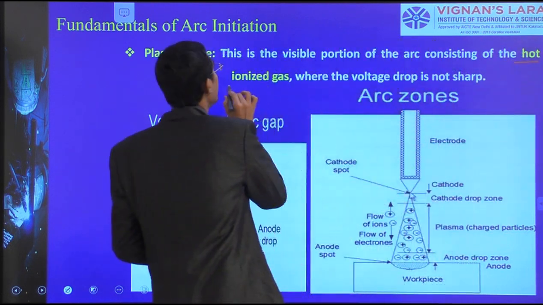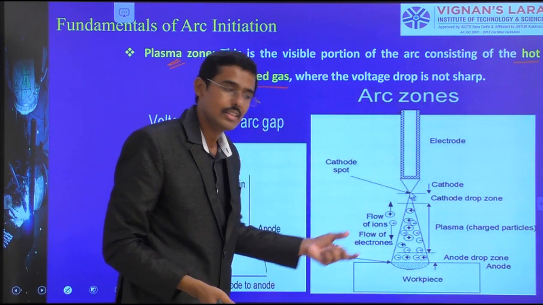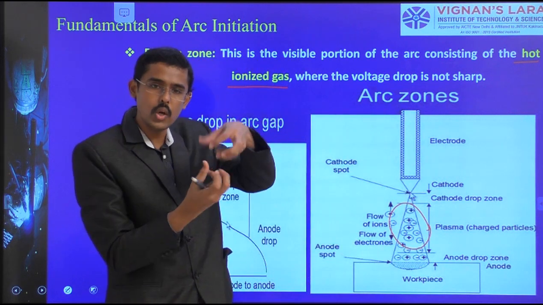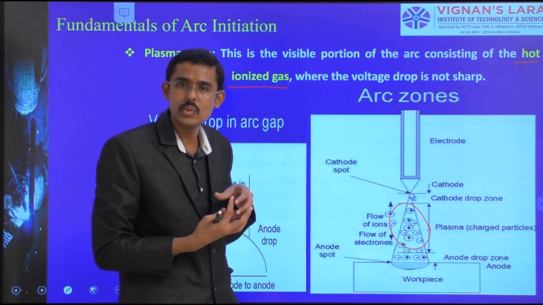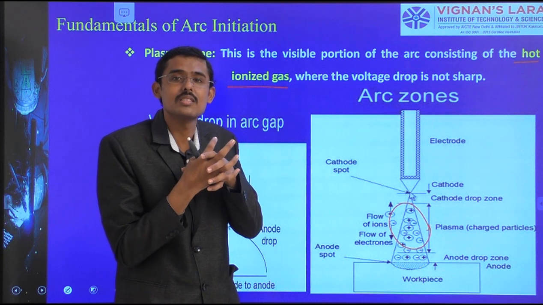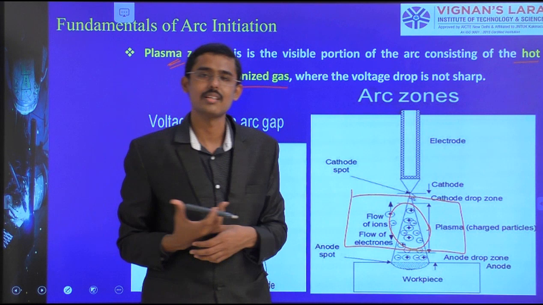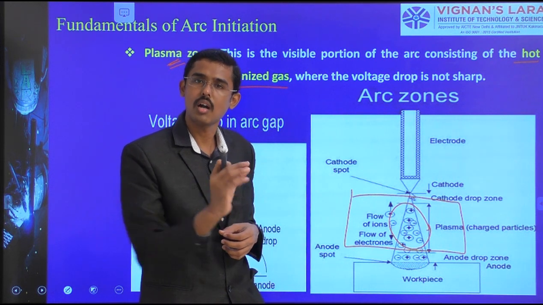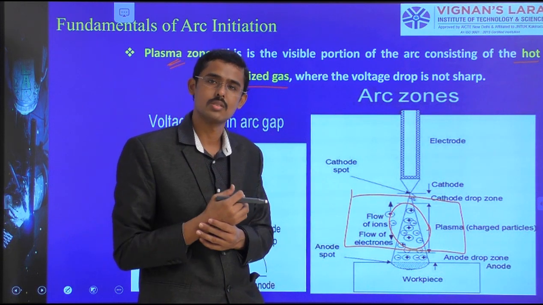hot ionized gas. What is this ionized gas? Ionized gas is nothing but these zones where the collision of electrons and ions happens. Due to this attraction, they mingle. But there is a resistance in between, due to this air gap. And these gas molecules will also be subjected to this ionization process.